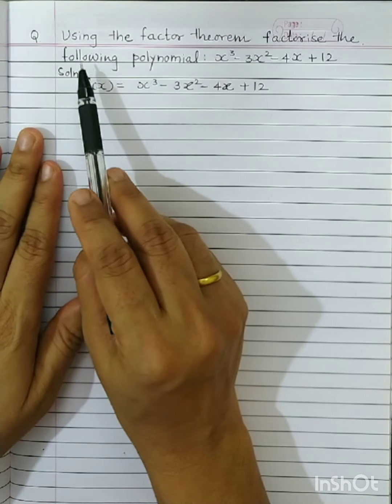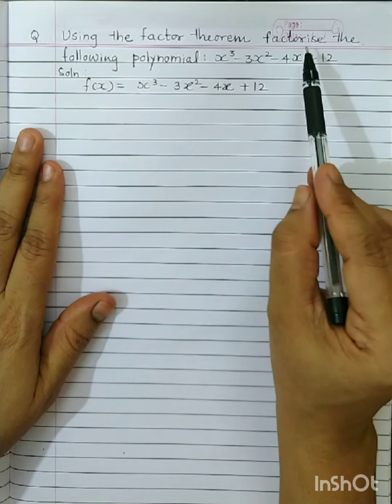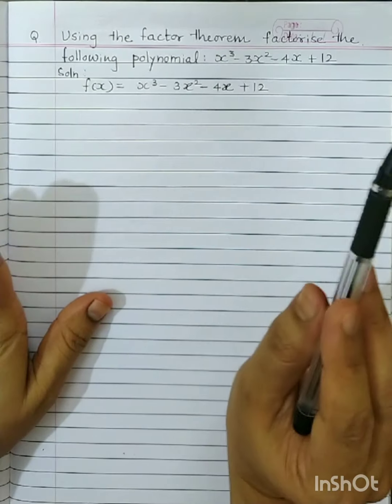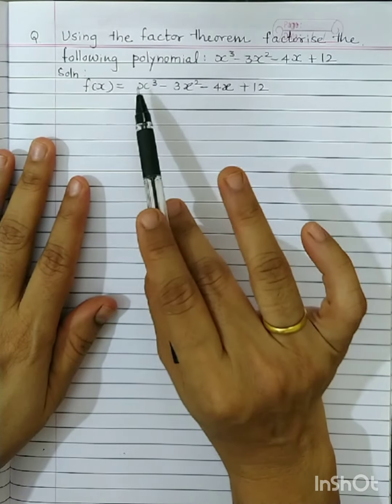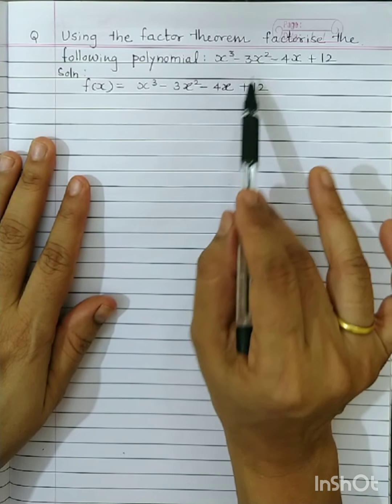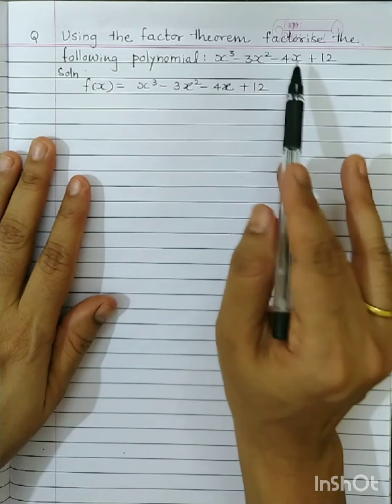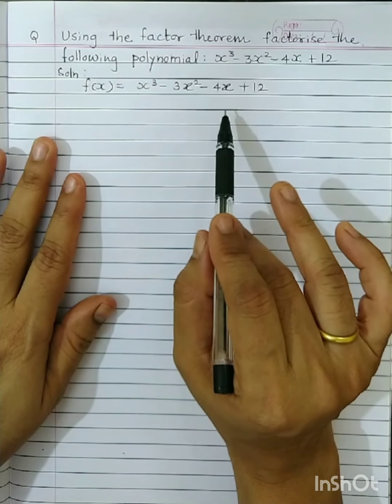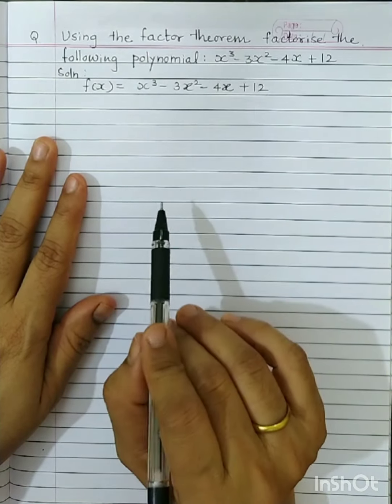See one more example here. Using the factor theorem, factorize the following polynomial. That's it. Only the polynomial is given, unlike the previous question where at least one factor was given and using that we found the other factor. Not like that way. Only the polynomial is known to you.